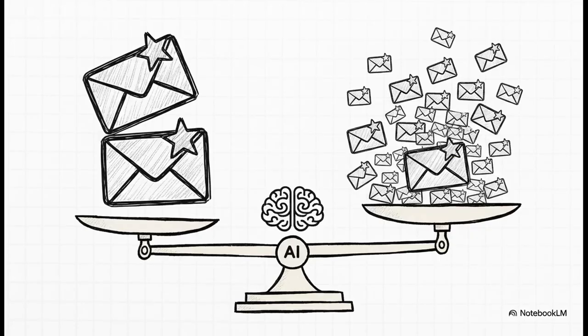So, the big takeaway here is this. For years, sales has always felt like a choice. You could either send high-quality manual emails to a few people, or you could send low-quality generic emails to a ton of people. Well, that trade-off is now officially over. AI prompt engineering is how you finally get both quality and quantity.